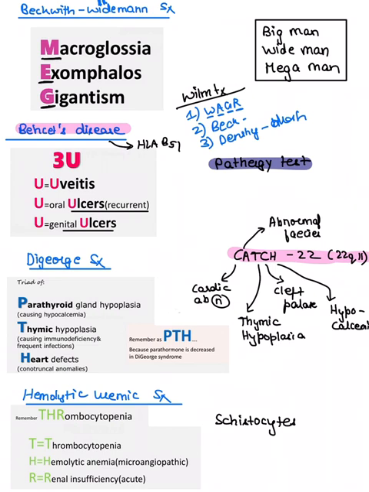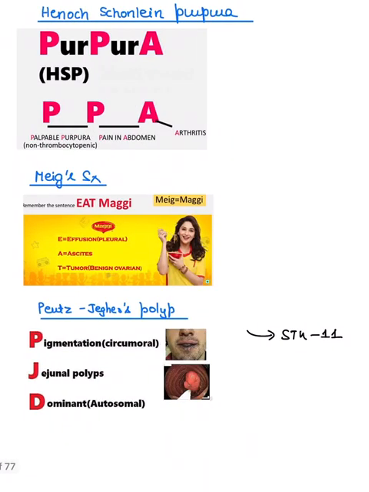Now coming on to thrombocytopenia. So hemolytic uremic syndrome. The classical thing you will find in the history is the presence of schistocytes. So T for thrombocytopenia, H for microangiopathic hemolytic anemia known as MAHA, and R for renal insufficiency.